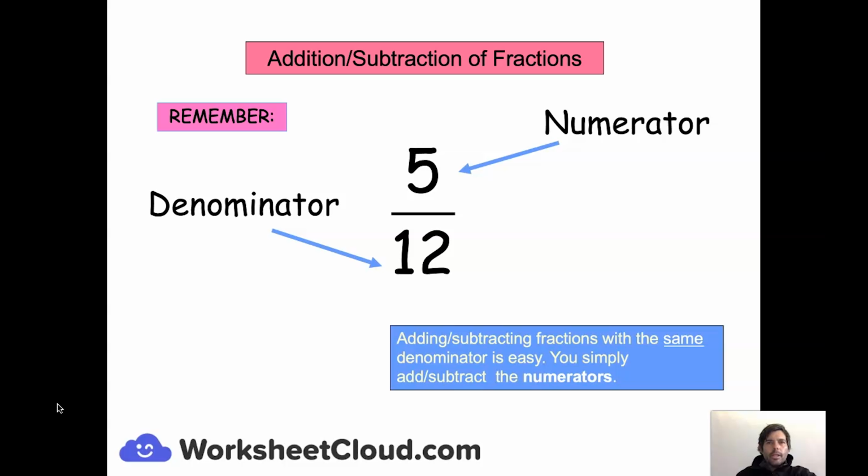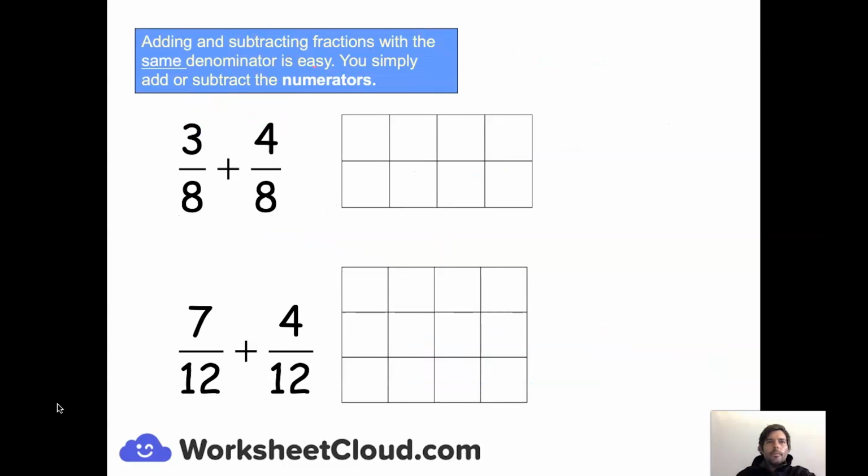When the denominators are exactly the same, all we need to do is add the numerators and you keep the same denominator. You do not add the denominators. So let's go have a look at what I'm talking about. So here you've got two examples.